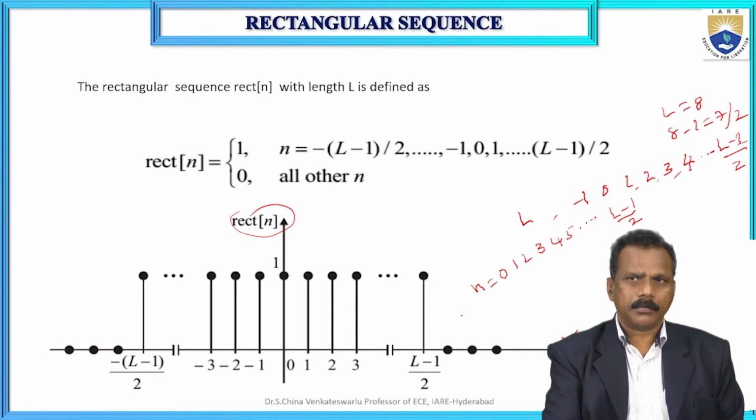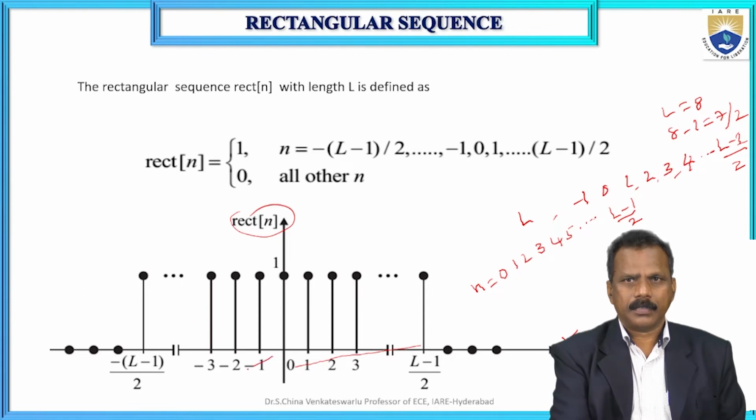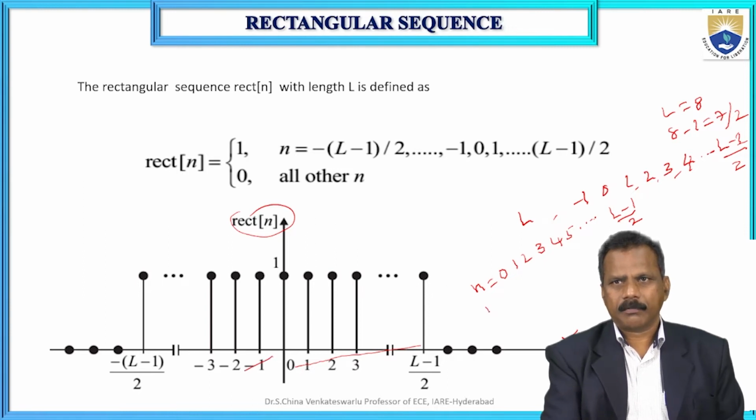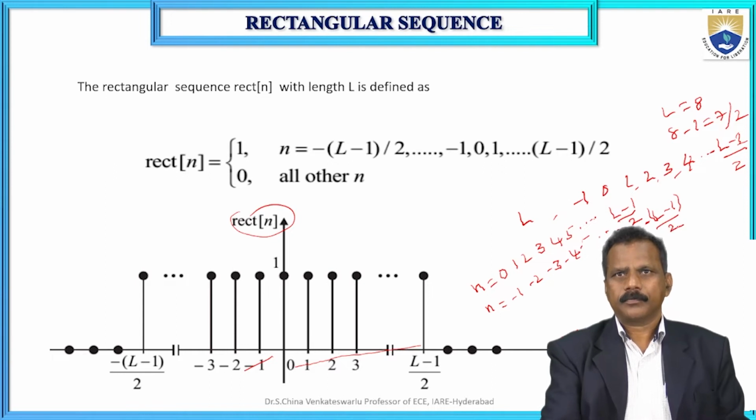Next, on this side it is observed for all n by 2. Next, on the left side, n is equal to minus 1, minus 2, minus 3, minus 4, minus 5 and so on, up to minus (L minus 1) by 2 within this. So we can observe these rectangular sequences based on the sequence.